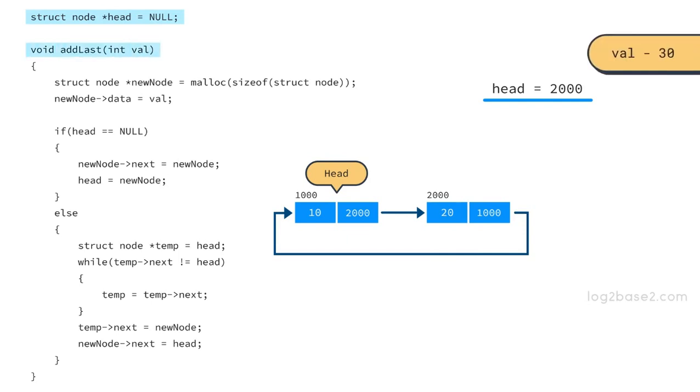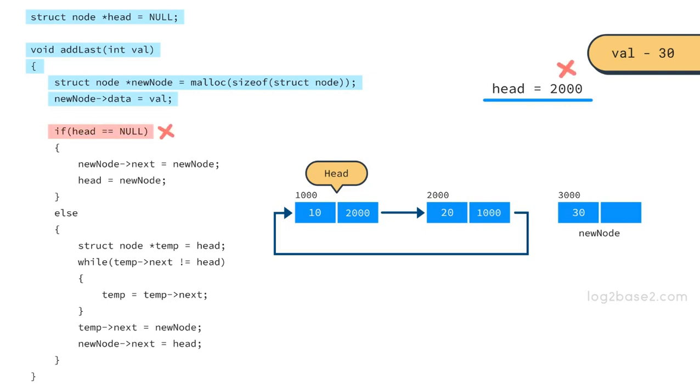Now let us insert another node with value 30. So first, create the node using malloc. So node is created at address 3000 like this. Now add the value 30 at the data part. Now check if the circular linked list is empty, but it is not. So go to the else part and find the last node by traversing the list. And we have temp pointing to head, and using a while loop traverse the list till temp next equal to head. Here temp equal to 1000 now.